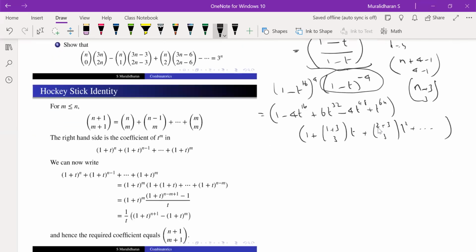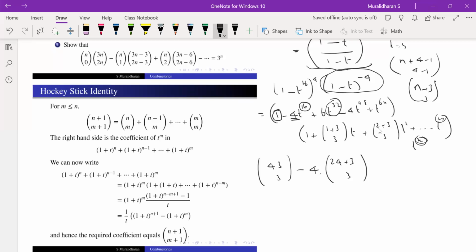So when will the coefficient of t power 40 come? When I multiply 1 by the t power 40 term. Correct? That's one way it will come. So what will be that one? That is the t power 40 coefficient, which is 43 c 3. Minus, whenever I have this term multiplied by t power 16 here, I have a t power 24 term. That also will come, yes, to make 40. So this is minus 4 into, what's the coefficient of t power 24 here? So this is 24 plus 3 c 3.